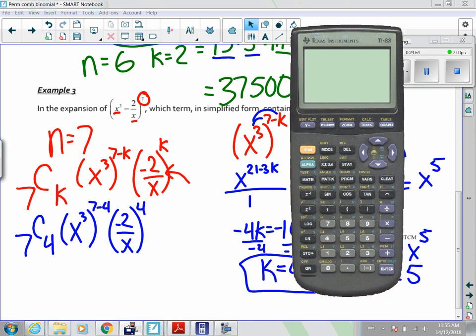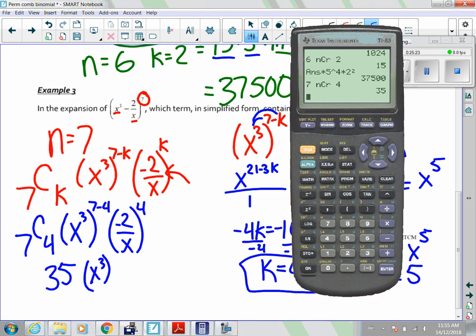So this is going to be 7C4. You know what, let me show that step again. So math, number, probability. Put the number first. So 7C4. This is going to be what? That's 35. This is x cubed to the 3, or x to the 9th. And this is going to be negative 2.